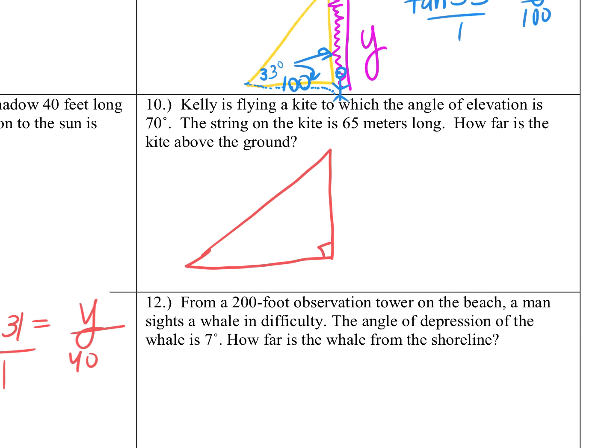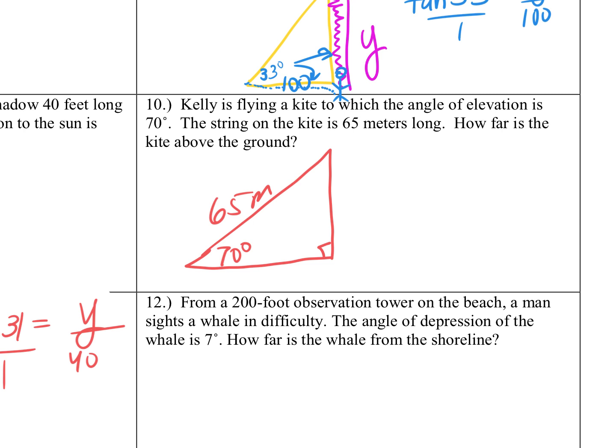All right, Kelly is flying a kite to which the angle of elevation is 70. What is that? Where is that? The bottom. Angle of elevation is always here at the bottom corner. The string on the kite measures 65 meters long. We talked about this yesterday. How many of you have flown a kite before and you stand like this and the kite string just goes straight above your head? Does that happen? No. The wind takes it, right? And it's going away at an angle. If you have a kite string, a ramp, an escalator, a ladder leaning, what are they talking about? The hypotenuse. 65 goes right here.